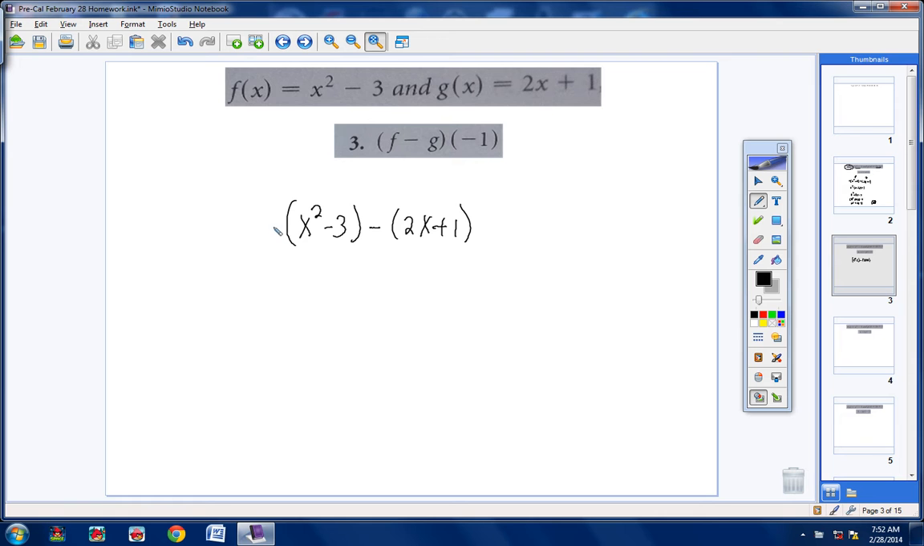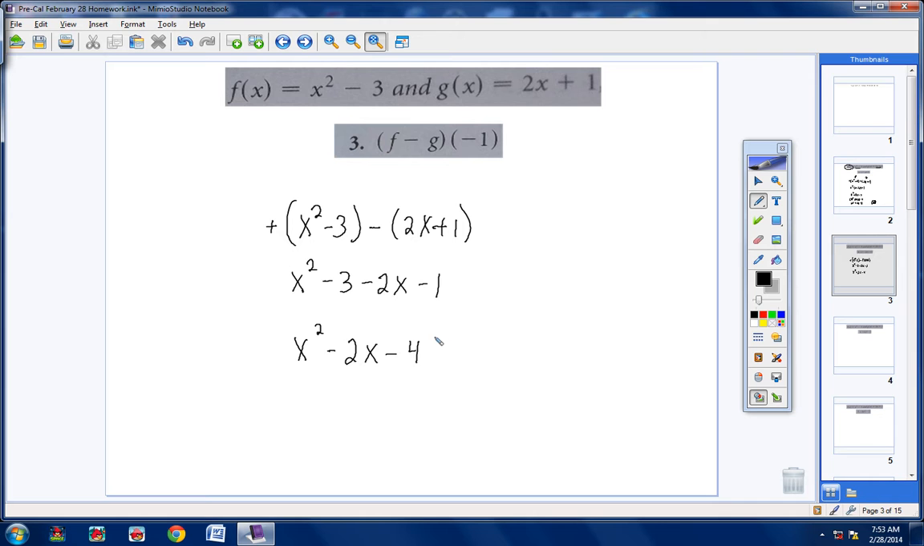Now, out in front of this parentheses, there's a positive sign, so none of your signs change inside the parentheses. Notice there's a negative sign right here outside of this parentheses, so all of your signs will change. A positive 2x is a negative 2x, and a positive 1 is a negative 1. Now let's combine like terms. There's only one x squared term. There's only one x term. A negative 3 and a negative 1 is a negative 4.